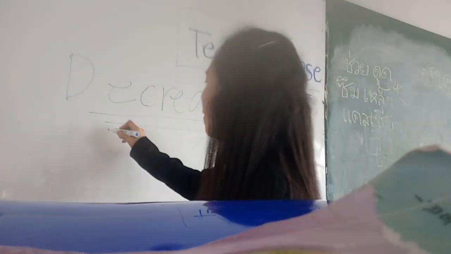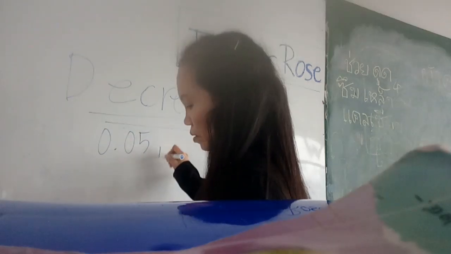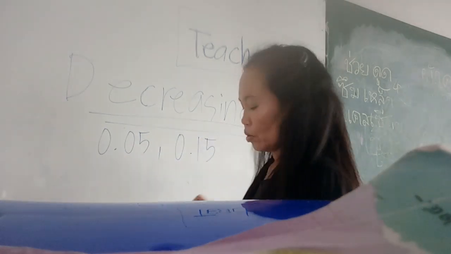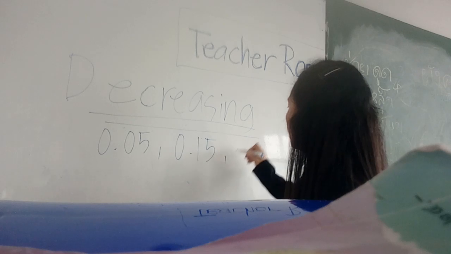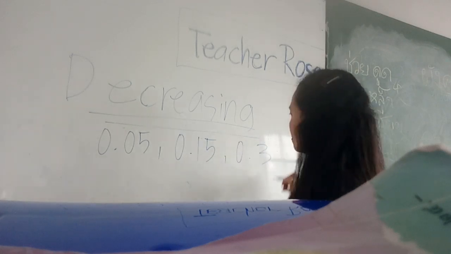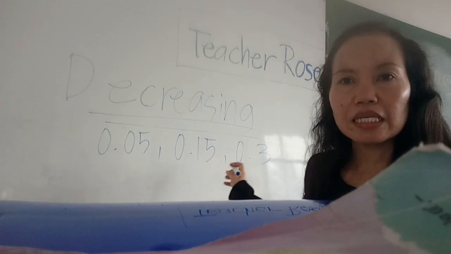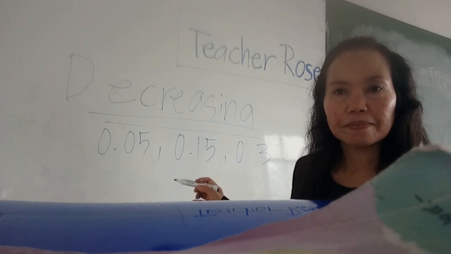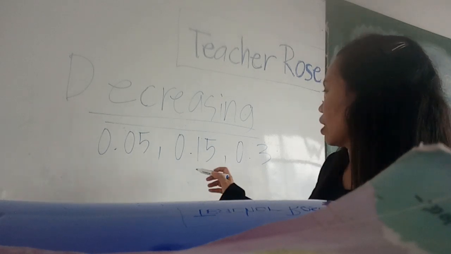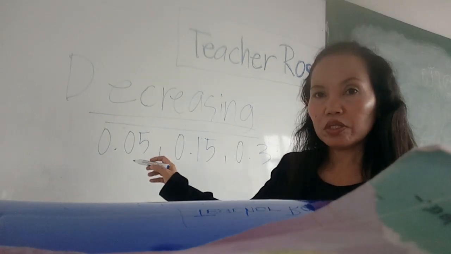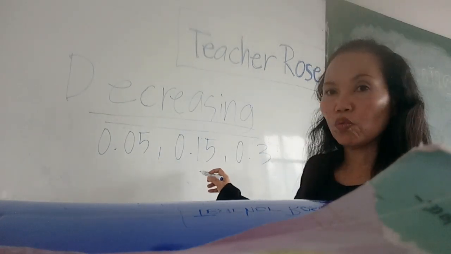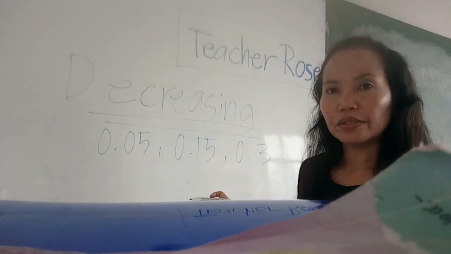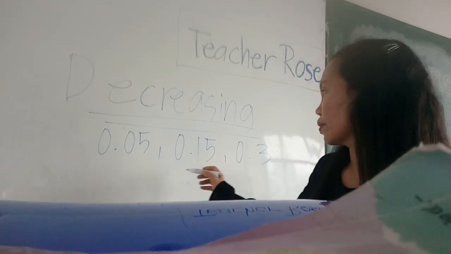Example: 0.05, 0.15, and 0.3. Okay, let's arrange these into decreasing order. So let's find the biggest decimal number. Which is the biggest decimal number? Is it 0.05? Is it 0.15? Or is it 0.3? So which is the biggest decimal number?